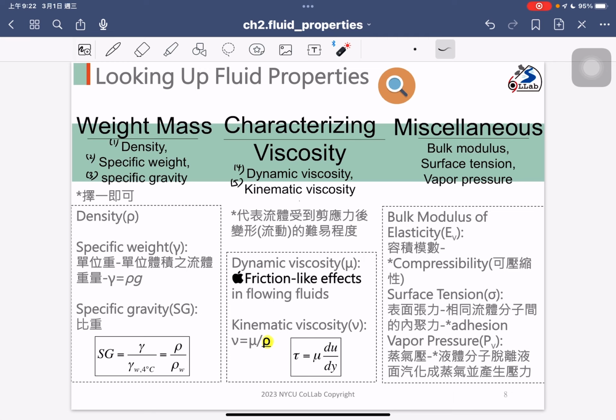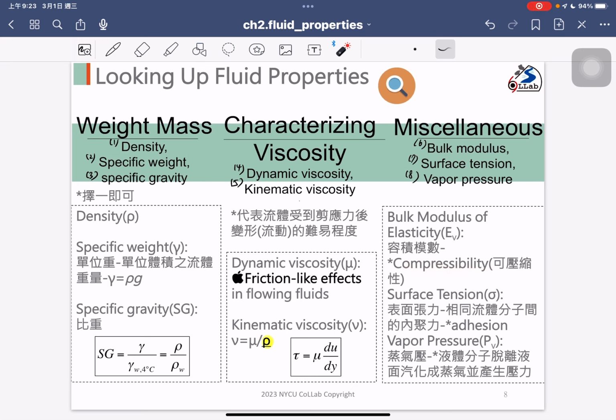And then the final three properties are the bulk modulus, the surface tension, and the vapor pressure. This is related to our final topic. As I mentioned before, the bulk modulus usually helps us describe the compressibility of the material.